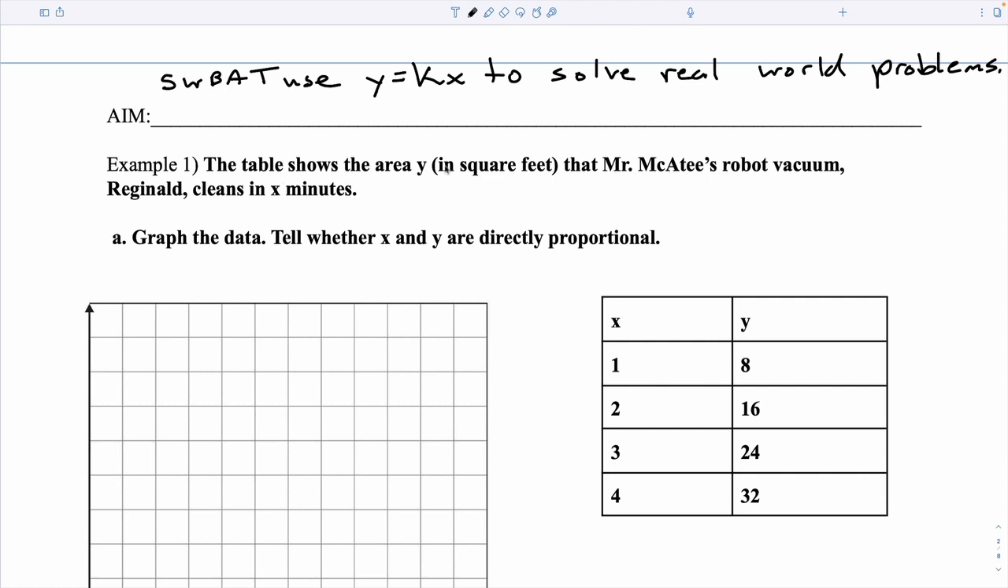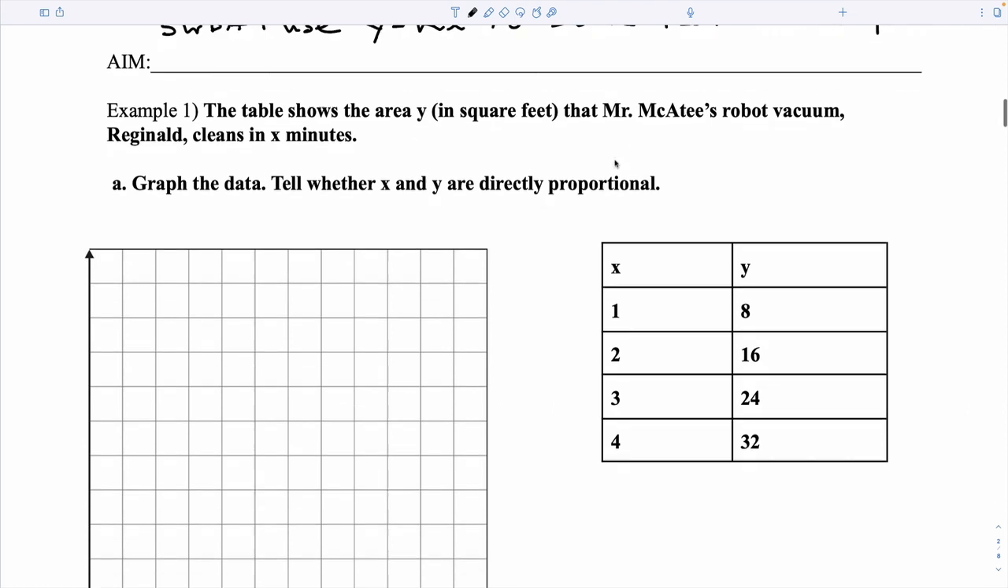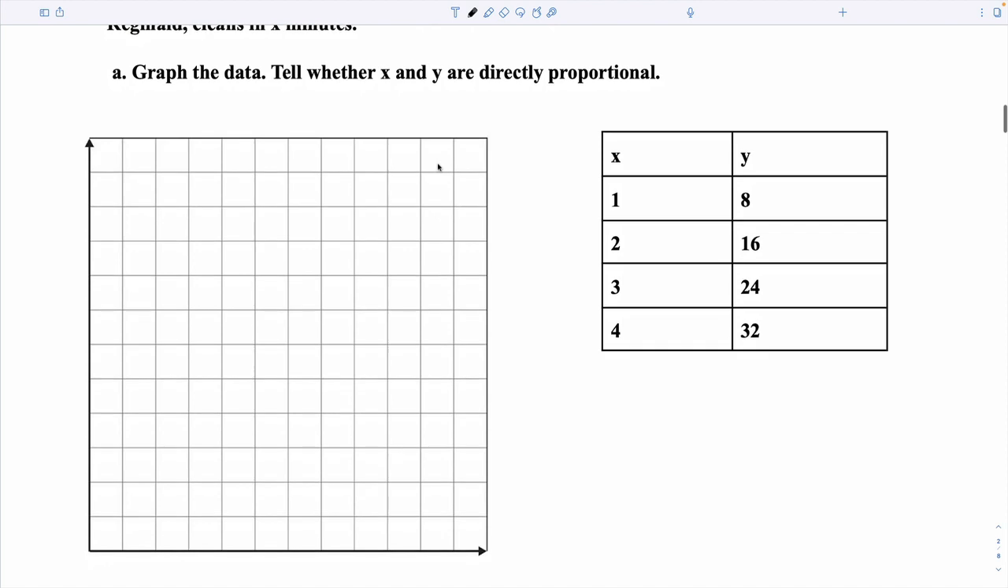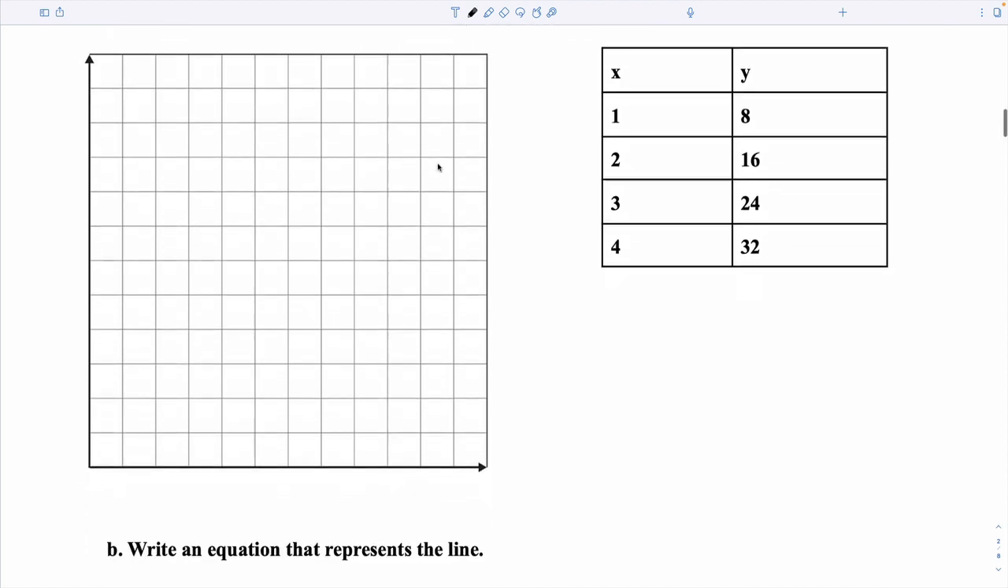The table shows the area y in square feet that Mr. Macti's robot vacuum Reginald cleans in x minutes. Graph the data, tell whether x and y are proportional. You have your table to the right here, and you have your graph. X is always on the bottom or lower area. Y is always to the left or on the side.